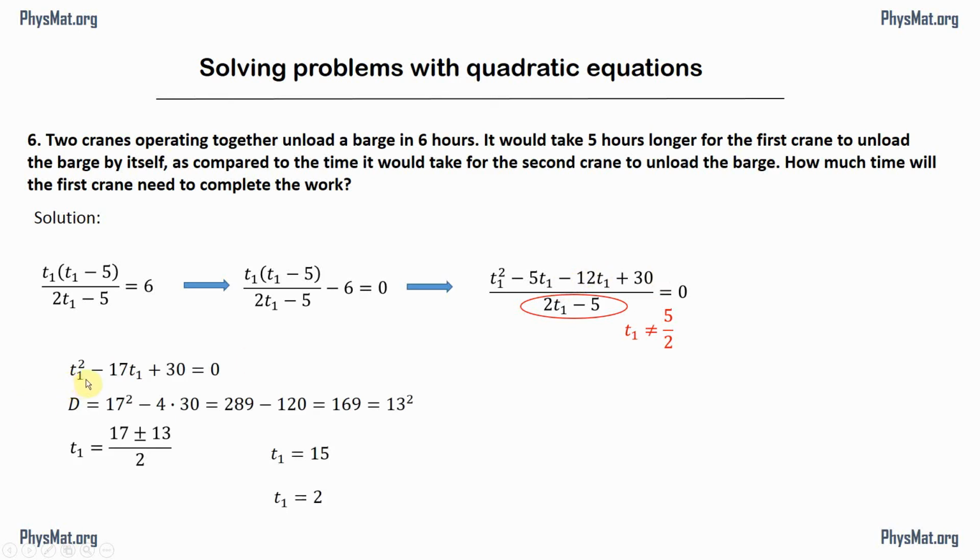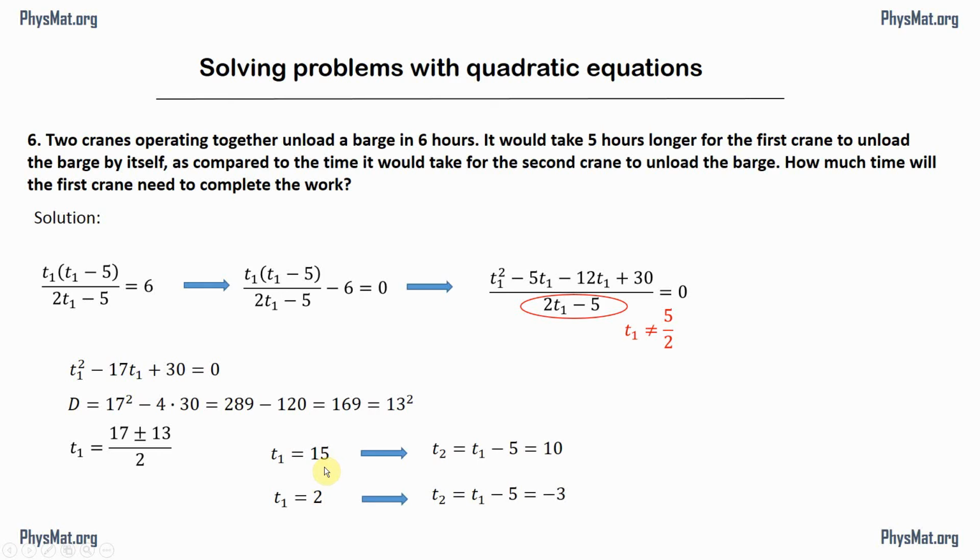So this is this equation: t1 squared minus 17 t1 plus 30 is equal to 0. We calculate the discriminant, which is 17 squared minus 4 times 30, which is 169, or 13 squared, and therefore our t1 is (17 plus minus 13) divided by 2. So we get two answers for t1. One answer is 15 and another answer is 2.